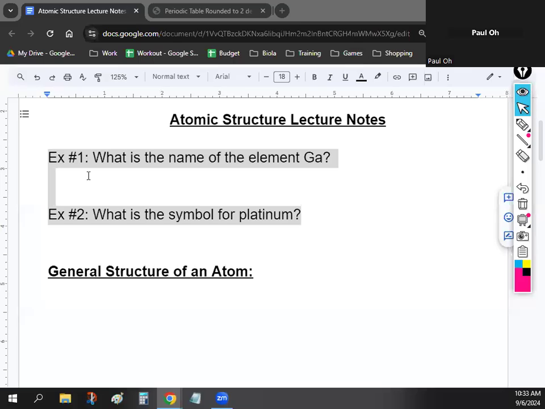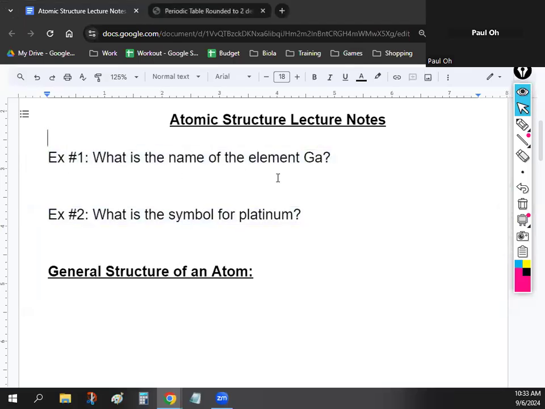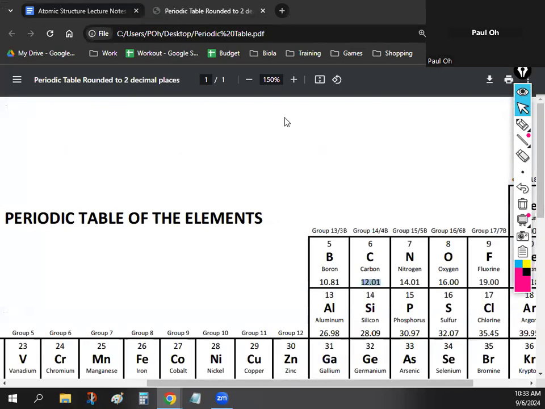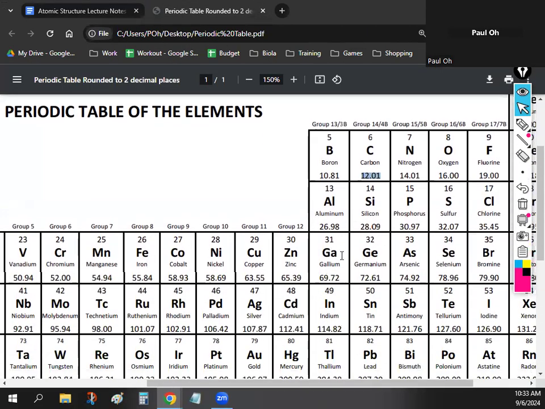All right, so let's do a quick two example problems before we start. We're going to review the information from last time just using the periodic table. Number one is asking what's the name of the element Ga. Super simple. Just go to the periodic table, look for Ga, and the name for Ga is gallium. So for number one for today, just make sure that you wrote gallium. Any questions on that one? Hopefully these aren't too bad.